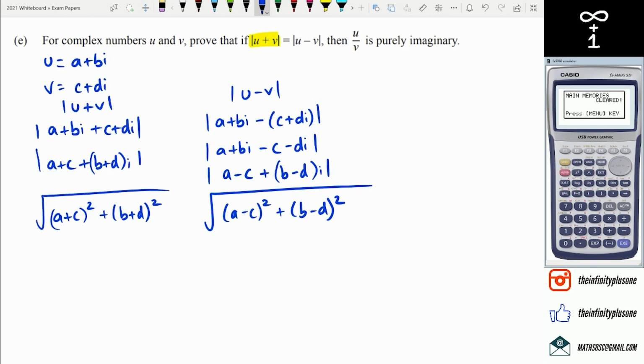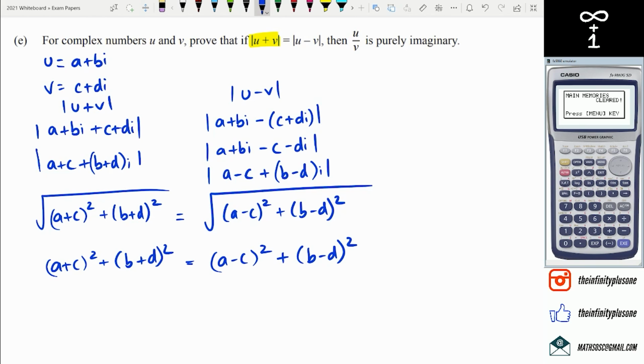Now it does say that both of these moduli are equal. That means I could say that these 2 things are equal. Get rid of the square root symbol, and I've got (a plus c) squared plus (b plus d) squared is equal to (a minus c) squared plus (b minus d) squared.